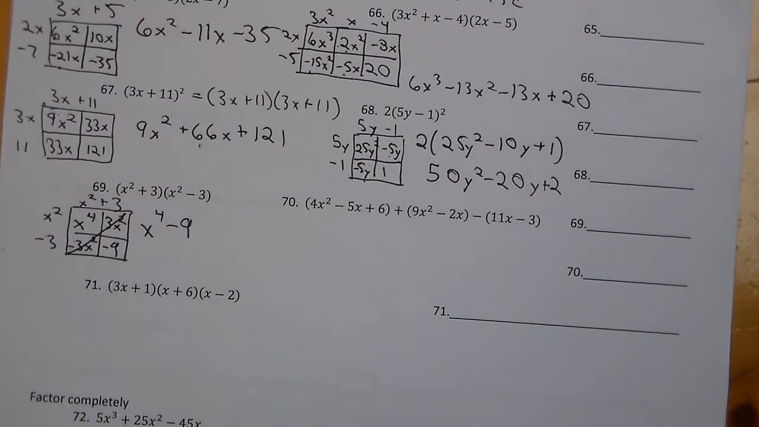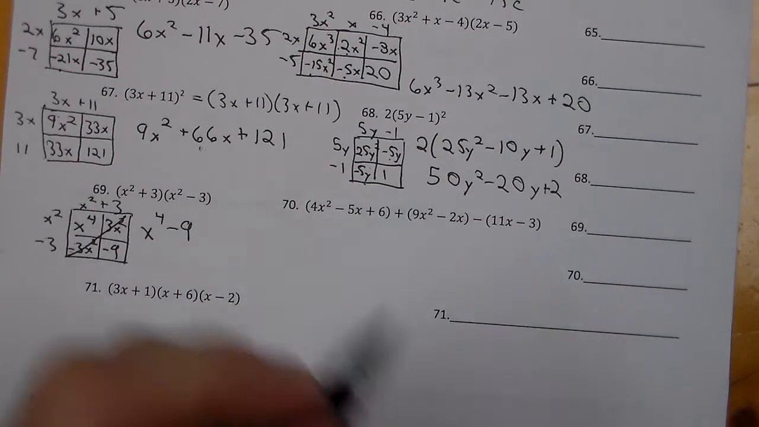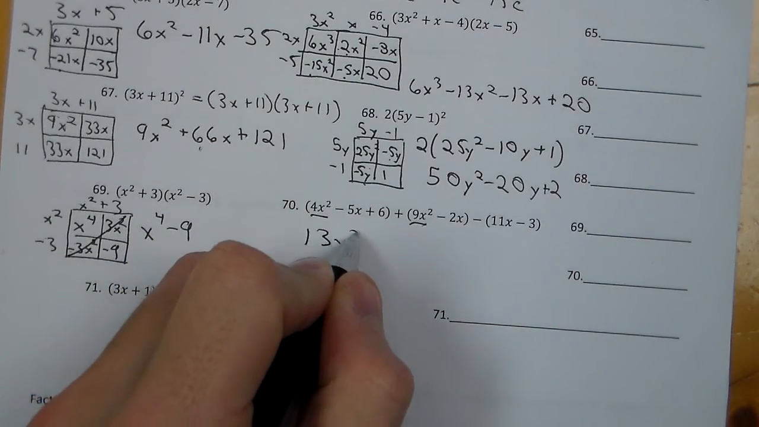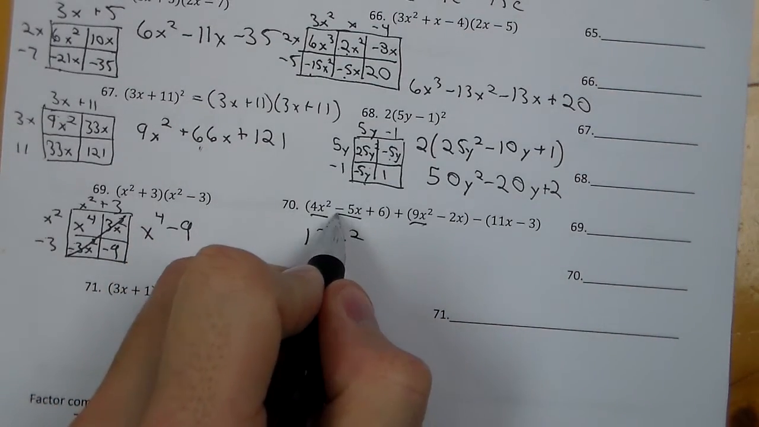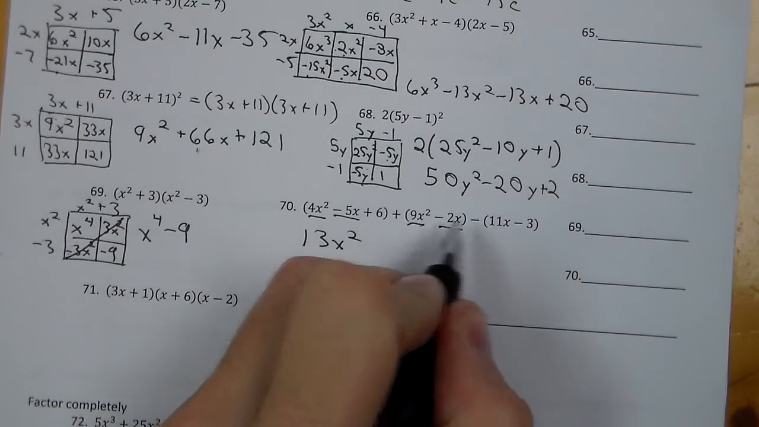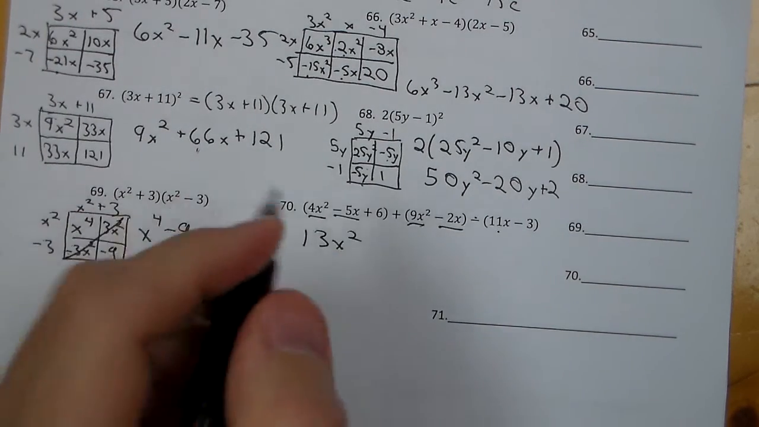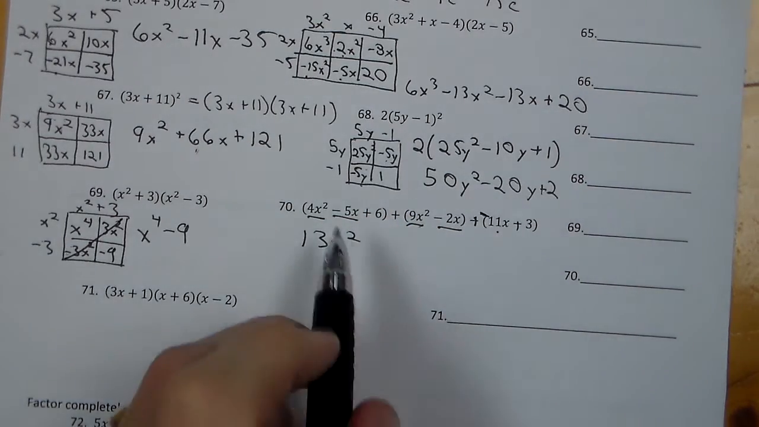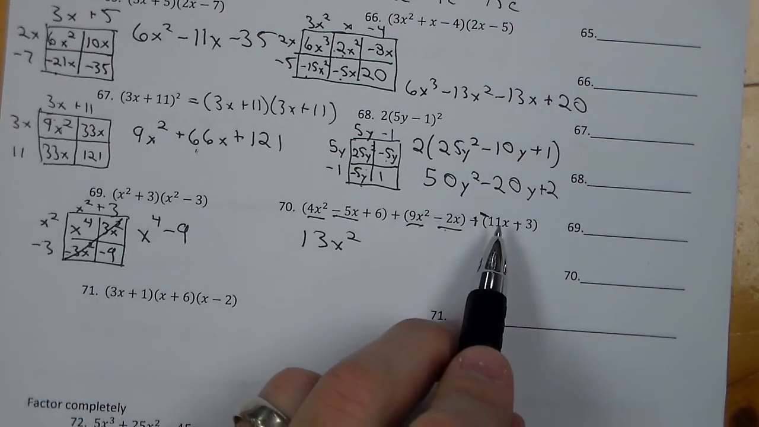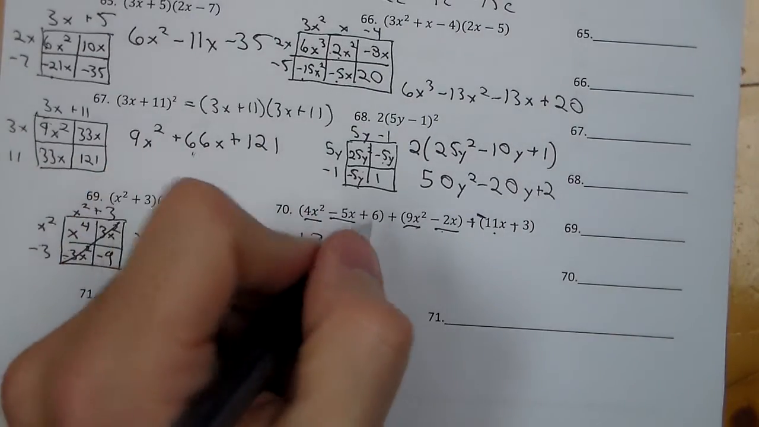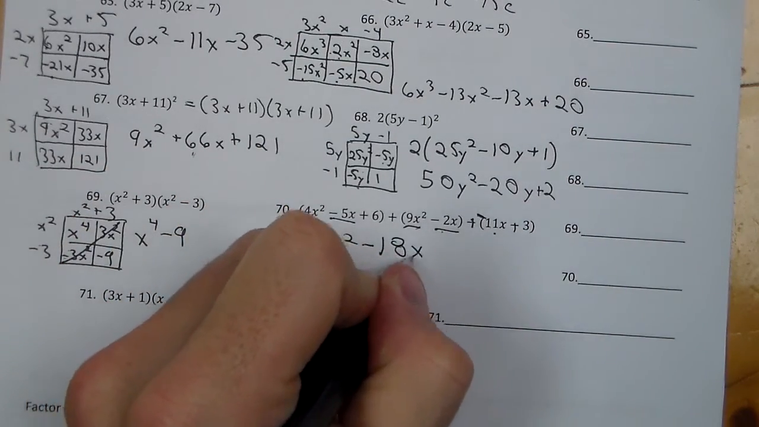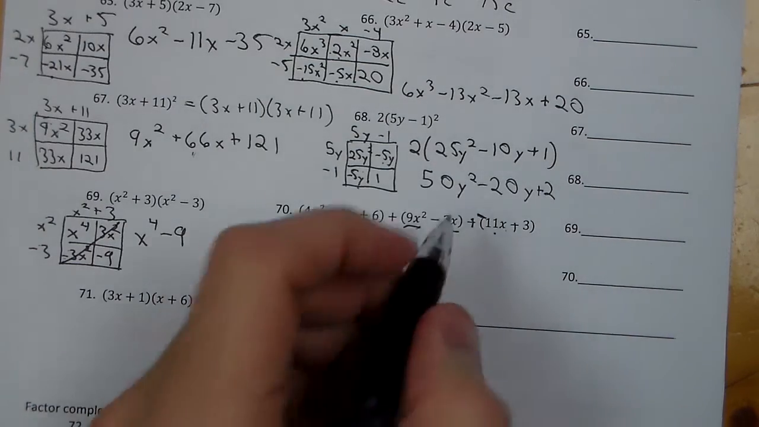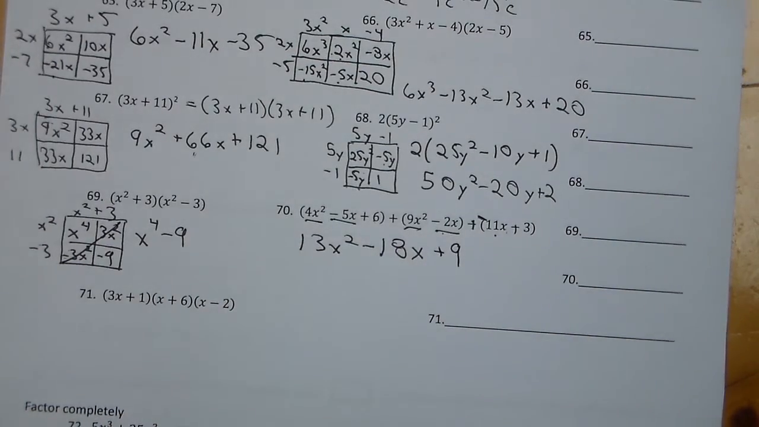Now, last one, 70. We're not multiplying here, we're combining like terms. I have 4x squared and 9x squared, gives me 13x squared. I have a negative 5x, a negative 2x, and a negative 11x. Now I'm just going to make that plus, throw a negative, and change that sign as well. So negative 5, negative 2, and negative 11 is negative 18x. Last one, we have 6 and positive 3, so plus 9.